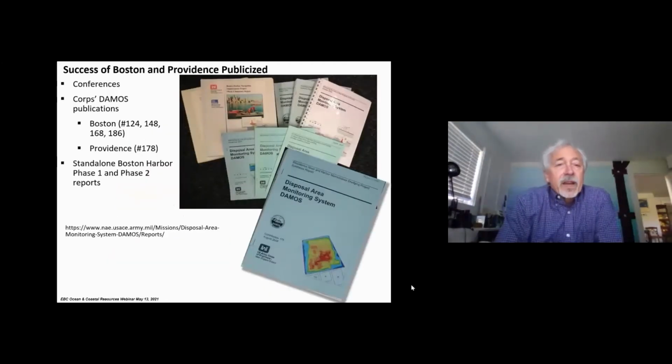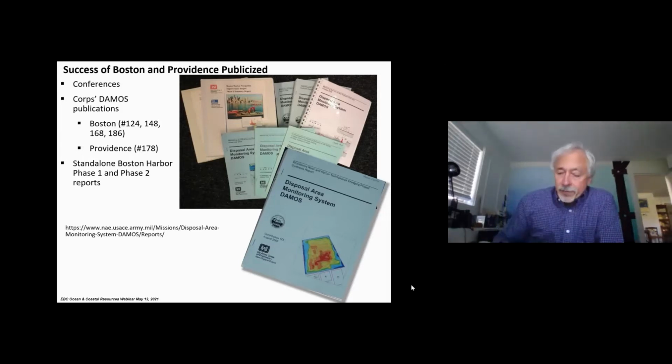And a lot of this stuff got documented, a lot of presentations and conferences. There's a lot on the Corps' DAMOS website, which I give a link to here, a number of publications. There were 2 standalone reports for the Boston Harbor with a lot of the lessons learned in there. Again, the idea was that the Corps, and I think Massport in particular, saw the benefit of getting the word out there.